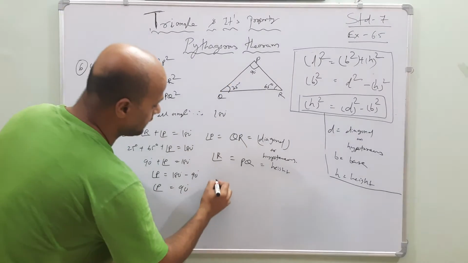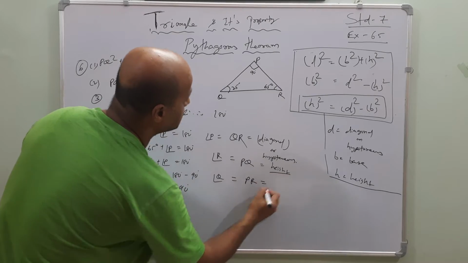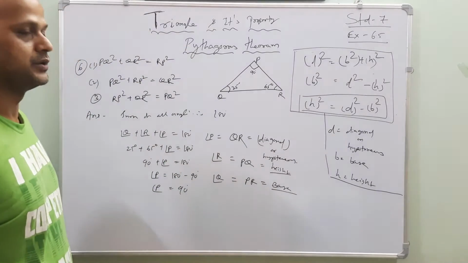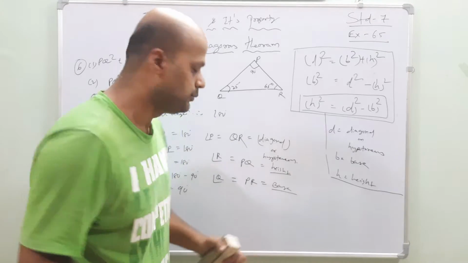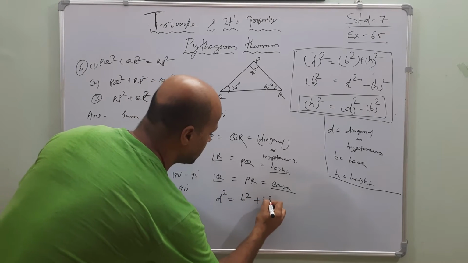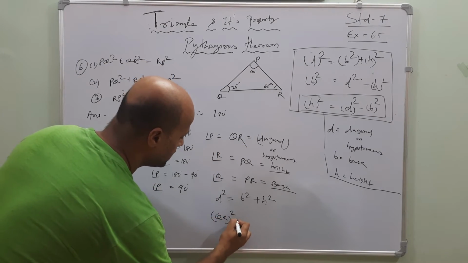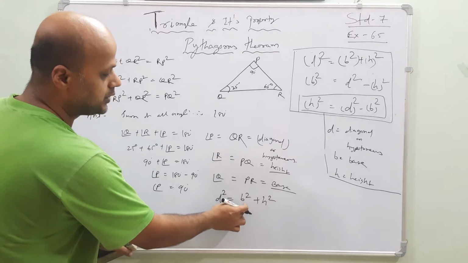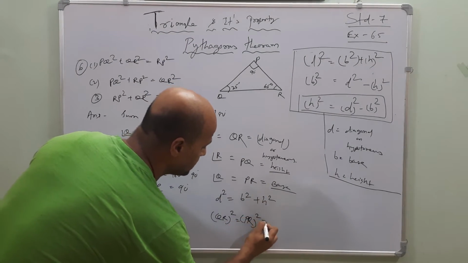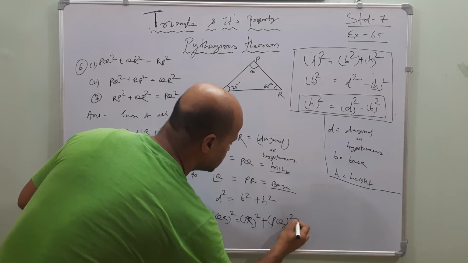And angle Q, that means angle Q is equal to PR is equal to what? It is base. Now all of them are known. According to the Pythagoras theorem, what will it be? D square is equal to B square plus H square. Which one is D square? D square is equal to QR square. Which one is the base? PR is the base. PR square plus, which one is the height? PQ is the height.